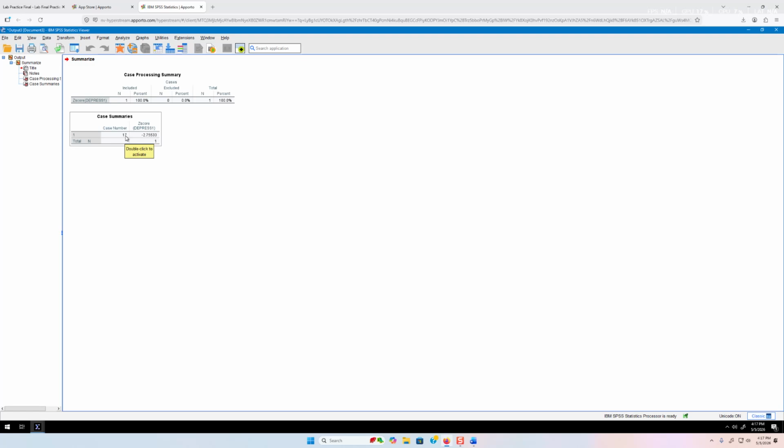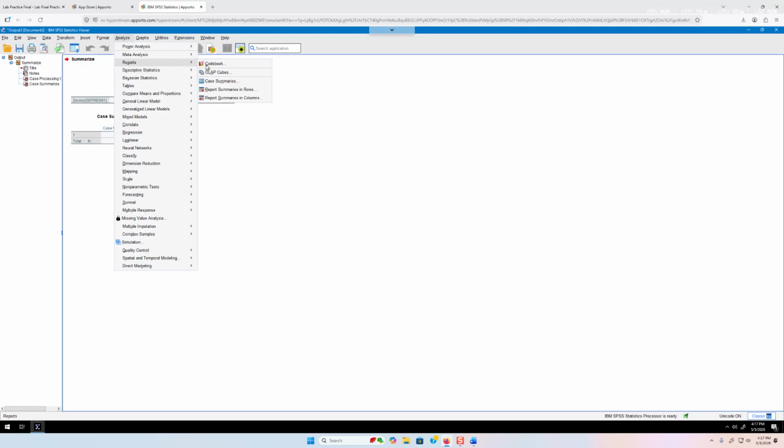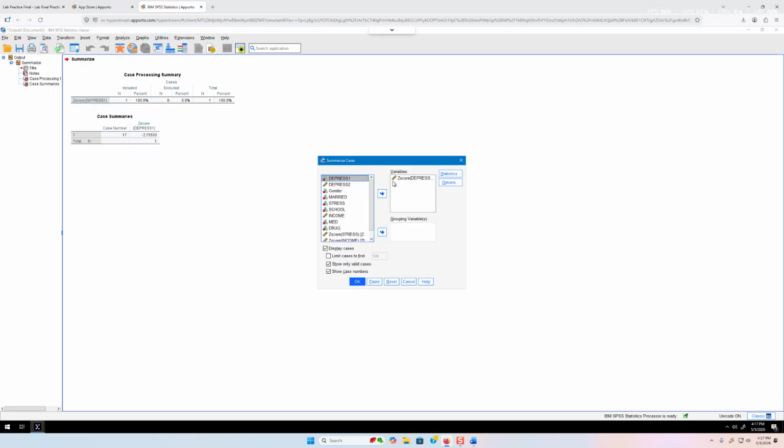So if I had a huge data set and I didn't want to scroll through the rows, I could do analyze, reports, case summaries after I've done the select cases, and put either depression or even depressed one here. I put the z-score in here, it's fine. Display cases, show valid cases, show case numbers, and it'll give you the case number. But with such a small number of cases, you can just eyeball it. It's just faster. If you had a huge amount of cases, I would do the second method where I do the select cases and then the case summaries.